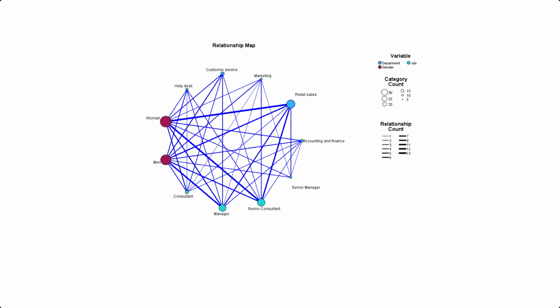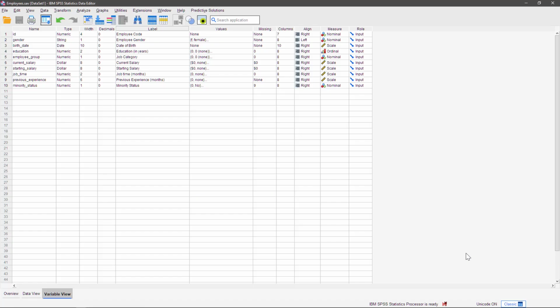The chart shows connections between the variables we selected related to the structure of an organization. Nodes represent variables and their categories. The larger the nodes, the more numerous the category. Lines represent the number of connections between nodes. The thicker the line connecting two categories, the stronger the connection.